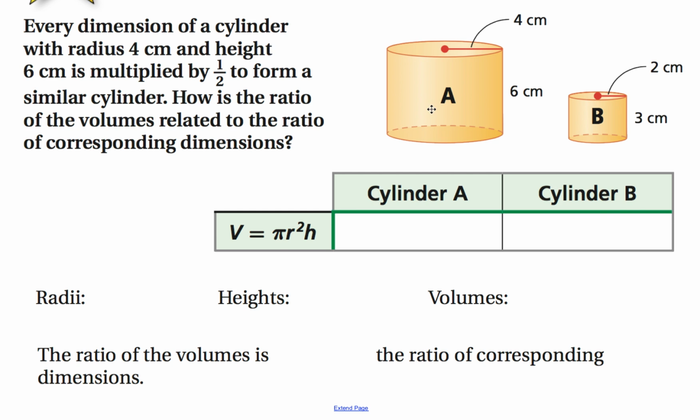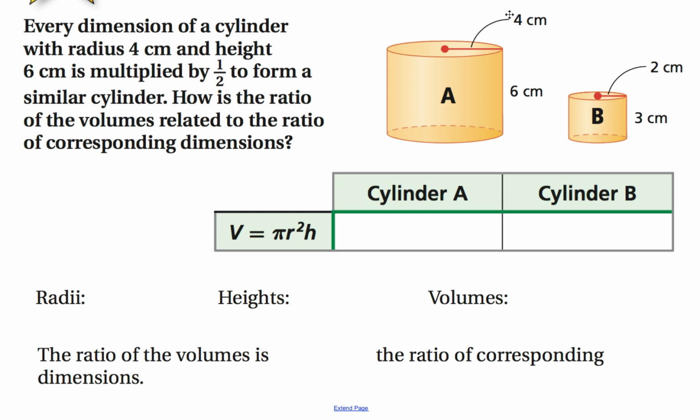We have cylinder A, which has a radius, right here, of 4 and a height of 6. And we're going to multiply each of those dimensions by 1/2 to get cylinder B. So half of 4 is 2 and half of 6 is 3. How is the ratio of their volume related to the ratio of the corresponding sides or the corresponding dimensions? Well, the formula for the volume of a cylinder is pi r squared h, where r is the radius and h is the height.